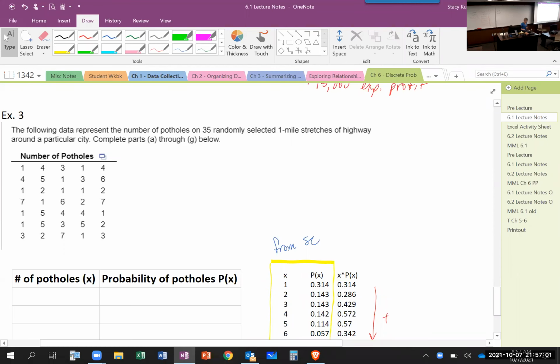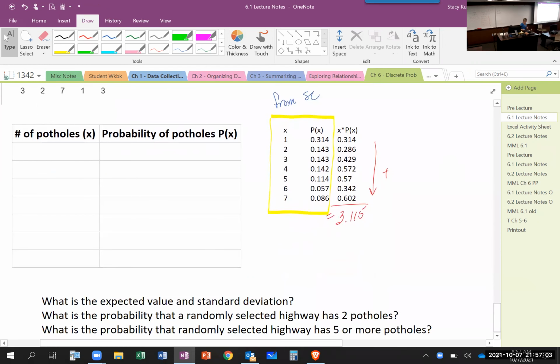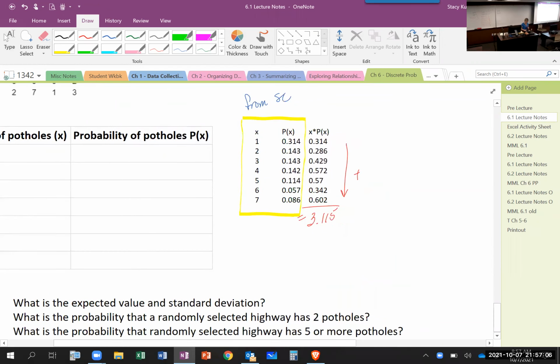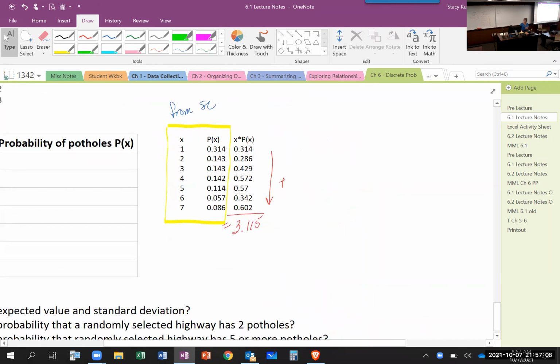All right, now, if we wanted to answer these other questions that you see there, we'll come back to the standard deviation of this in just a minute. But for the next question, it says, what is the probability that a randomly selected highway has 2 potholes? Now the variable was X. The variable X was the potholes, right?